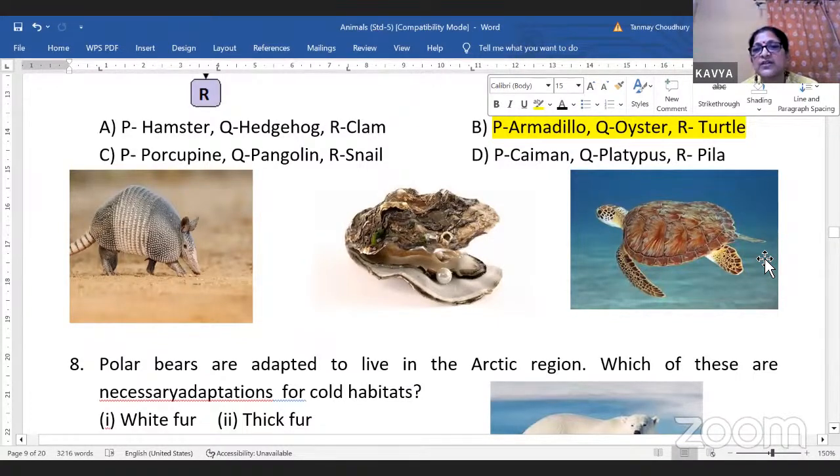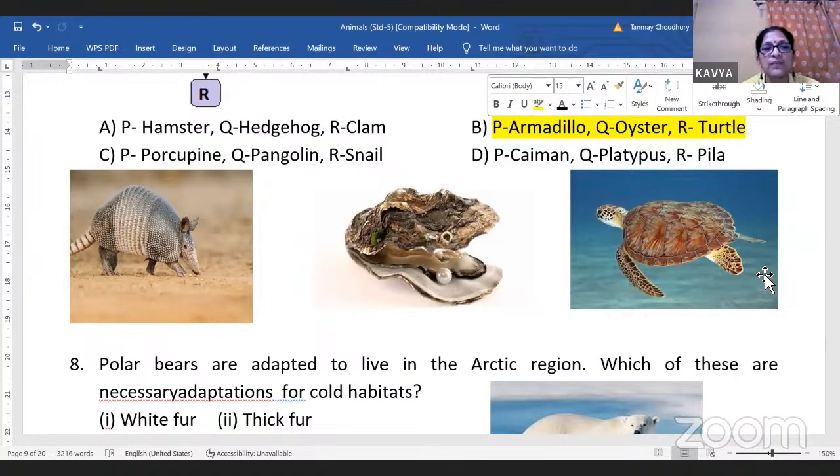Now, this is a turtle. Odisha is famous for the olive ridley turtles. So these are turtles. It can swim in water, but they come to land for laying eggs. Okay. So these are the animals: armadillo, oyster, and turtle. So let us go back to the question.